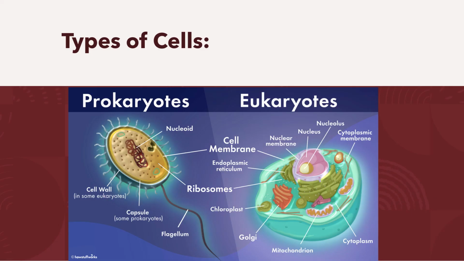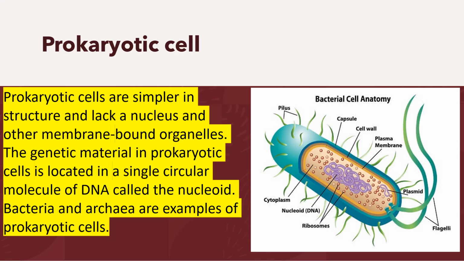So mainly there are two types of cells, prokaryotic cells and eukaryotic cells. Prokaryotic cells are simpler in structure and lack a nucleus and other membrane-bound organelles. The genetic material in prokaryotic cells is located in a single circular molecule of DNA called the nucleoid. Bacteria and archaea are examples of prokaryotic cells.